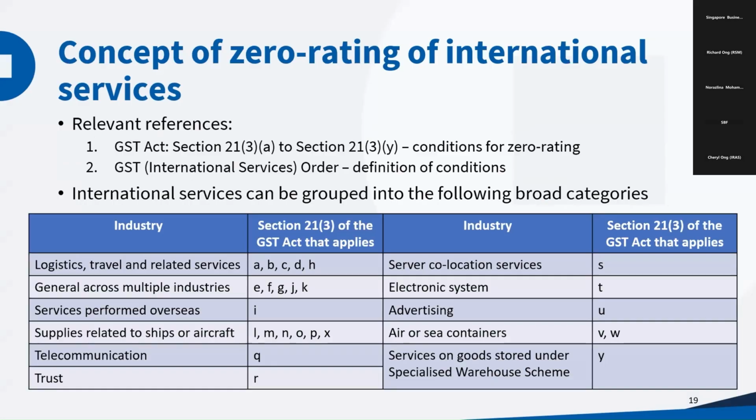This slide shows a quick overview of how the international services can be grouped into different industries. For example, for logistics, travel, and related services, you can look at Section 21(3)(a), (b), (c), (d), and (h). For general provisions that can be applied to multiple industries, you can look at Section 21(3)(e), (f), (g), (j), and (k).